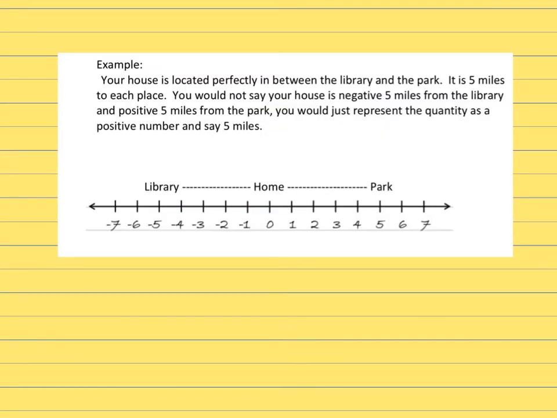So here's another example, a real life one maybe. Your house is located perfectly between the library and the park. It's 5 miles to each place. So you wouldn't really say that your house is -5 miles from the library or +5 miles from the park. You would just represent that quantity by saying 5 miles.